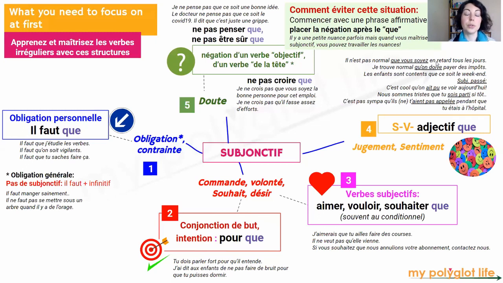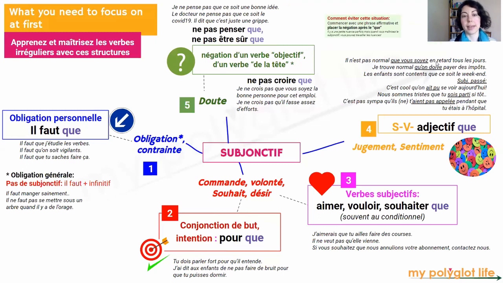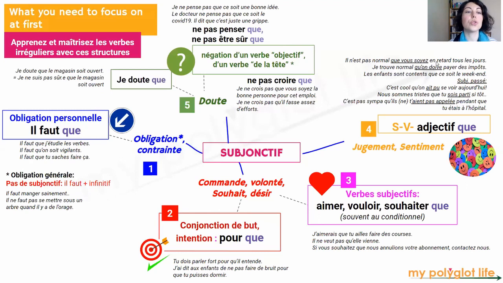Okay, there's one more verb to express doubt, and it's the verb je doute que. I doubt that. Je doute que, and je doute que le magasin soit ouvert. Je ne suis pas sûre que le magasin soit ouvert. That's the same thing.